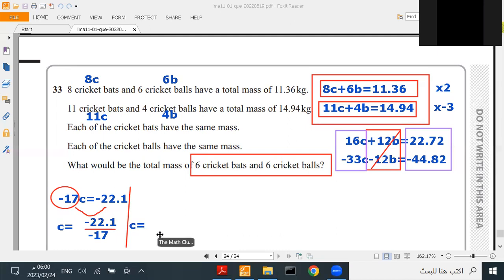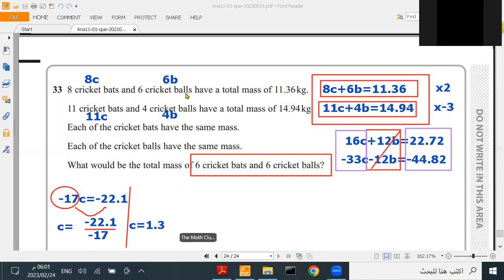Don't mix up the numbers when you do the steps. So C equals what? Negative 22.1 divided by negative 17. And the answer is 1.3. So C equals 1.3. This is the first step of answering a question like this. So it's 1.3, okay. This is the C. So what did we find? C. What did we say C is? The cricket bats. Cricket bats. Okay, that's how we found C.